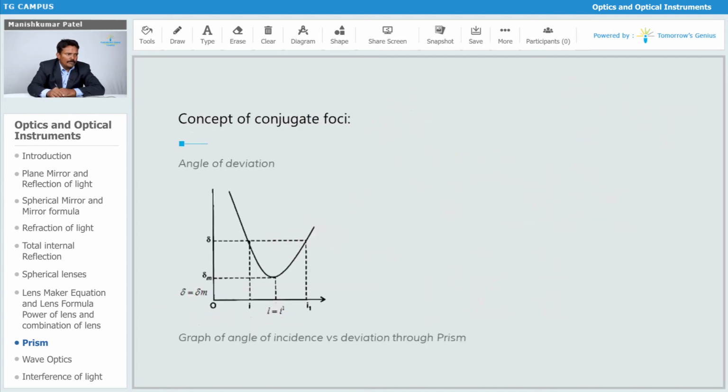Next, based on that, you have to draw the graph of the angle of incidence versus the deviation. For different values of the angle of incidence, you have to check the deviation.